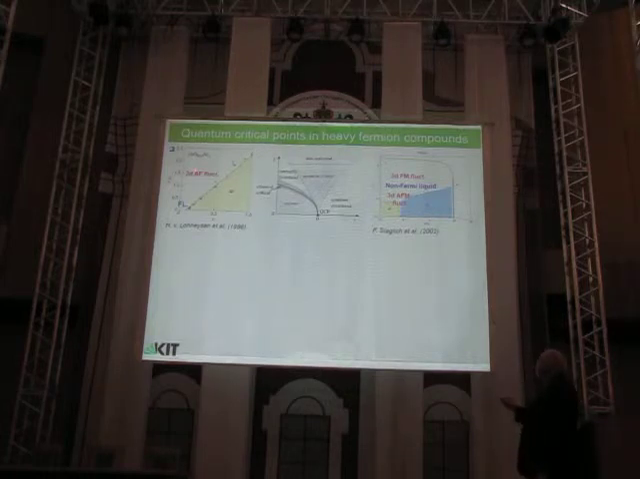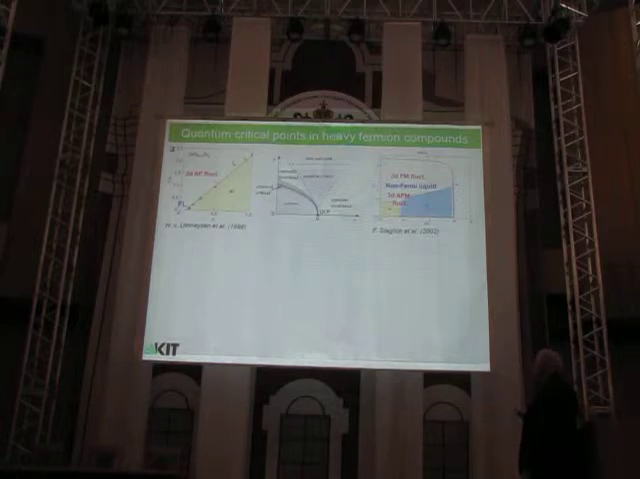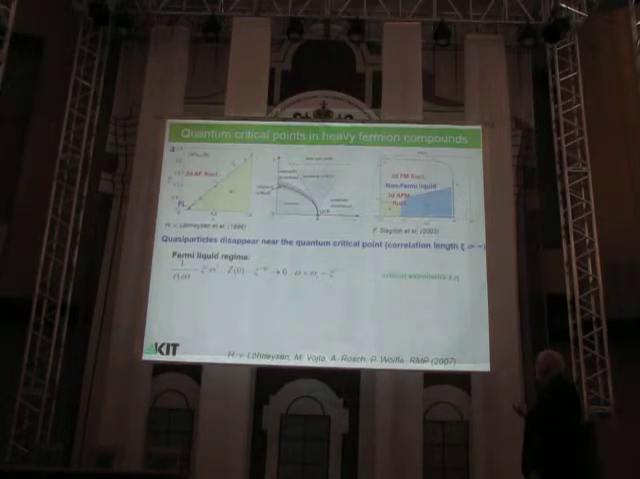Now, in this compound, it is known from neutron scattering that it shows quasi-two-dimensional antiferromagnetic fluctuations. This is what we will be using later to apply our theory. Over here, we have 3D ferromagnetic fluctuations in the upper part and 3D antiferromagnetic fluctuations in the lower part, at lower temperature. So what happens to the quasi-particles near the quantum critical point?